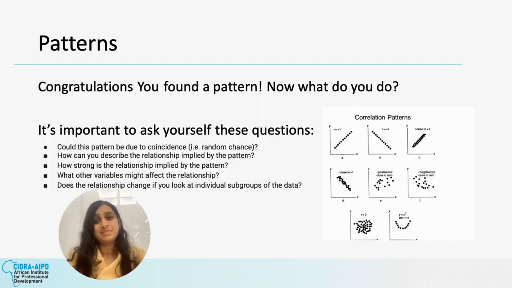So now the fun part. You found a pattern. What's the next step? It's important to ask yourself these questions. Could this pattern that I found just be due to a coincidence, random chance? How do you describe the relationship implied by the pattern? And how strong is the relationship actually implied by the pattern? What other variables could possibly influence this relationship? And would the relationship change if I just looked at an individual subgroup of the data?